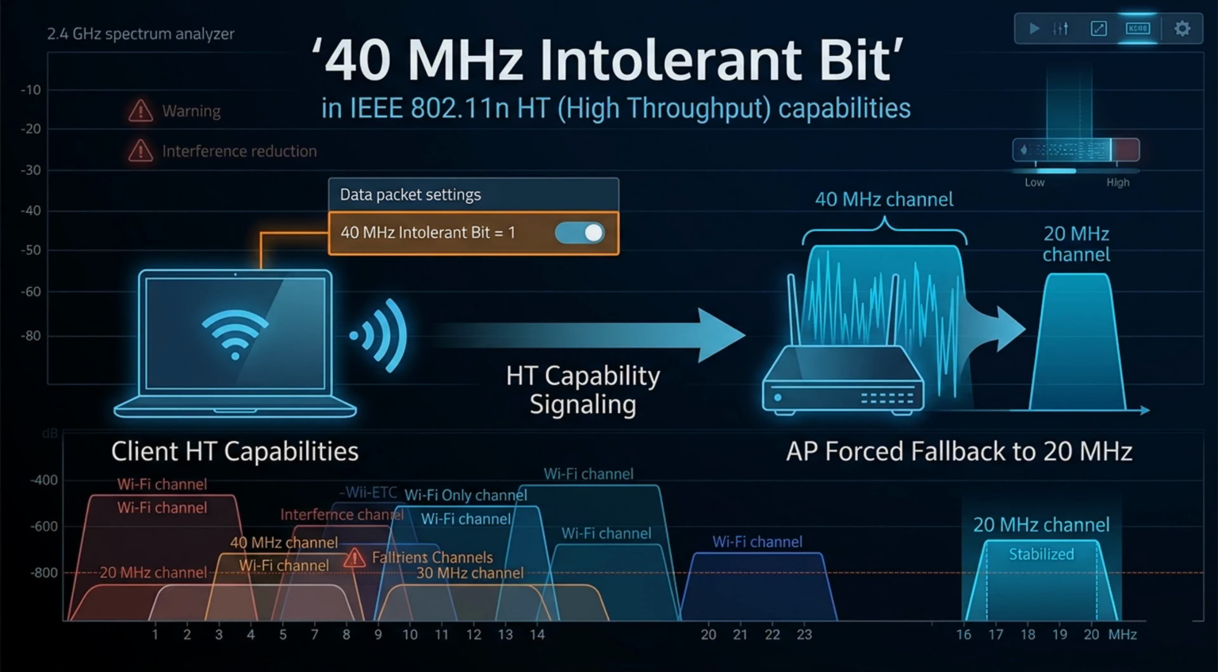What is the 40 MHz intolerant bit? The 40 MHz intolerant bit is set by the client in its HT capabilities. On seeing the 40 MHz intolerant bit set to 1, the access point should fall back to 20 MHz as 40 MHz transmission is not allowed.